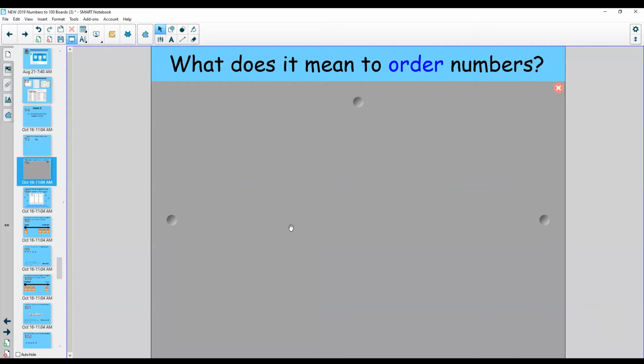Hi, grade two. So today we're going to learn how to order numbers. So, what does it mean to order numbers? Well, that means putting them in the right order.